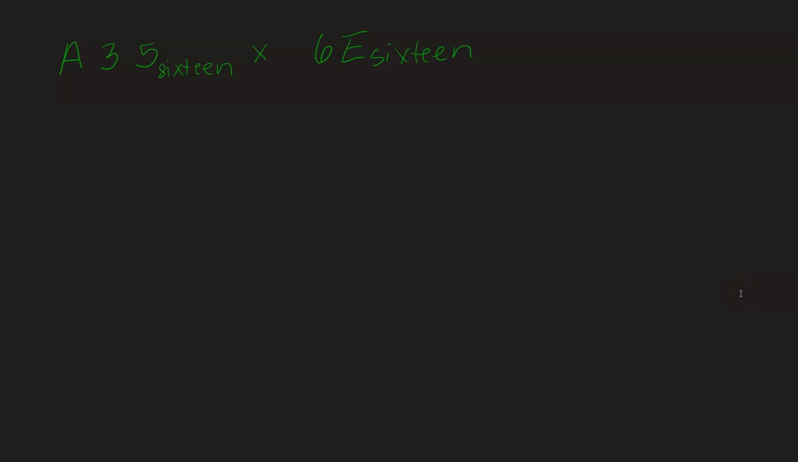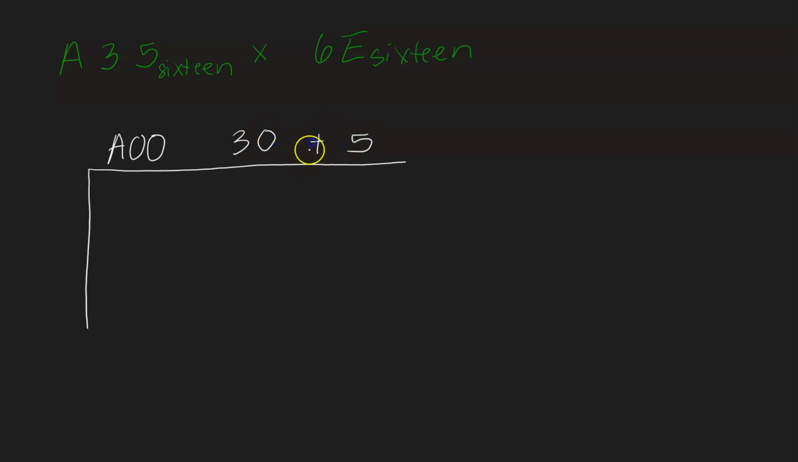All right, class, this is base 16, right? So the concept is still there. It's just that 16 is probably a little bit more complicated for you to think about. But the multiplication area model still works the same way. So you will have this right here, and you'll have A00, 30, and then 5. And that is going to make this number right here, A35.